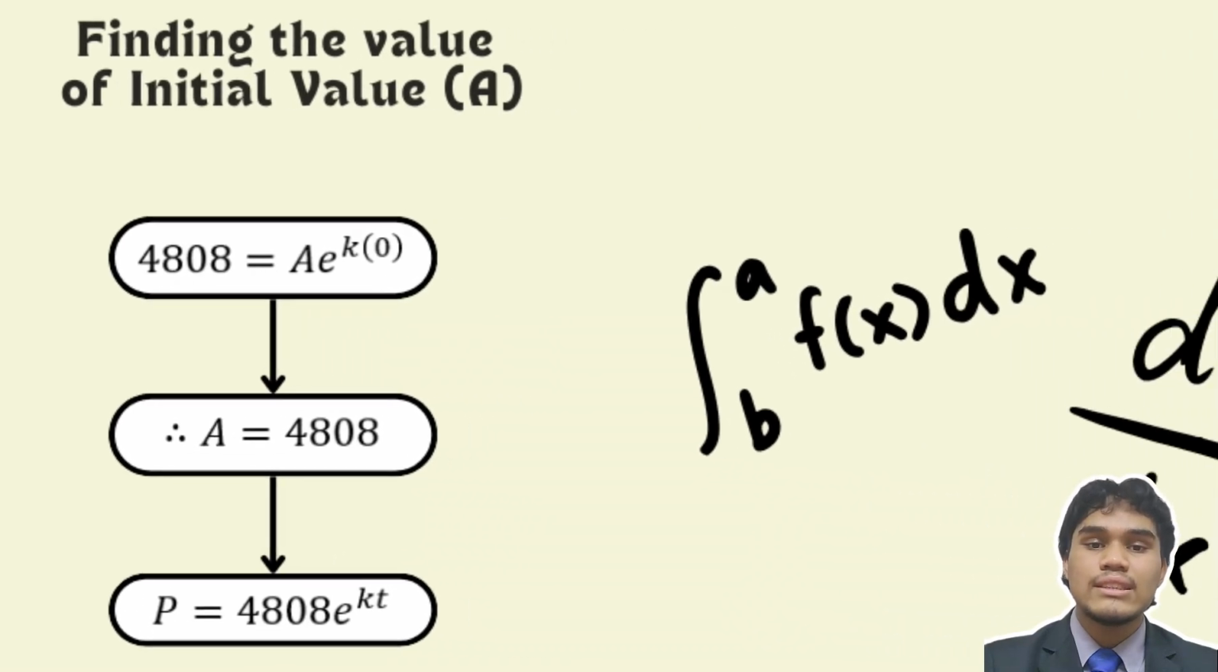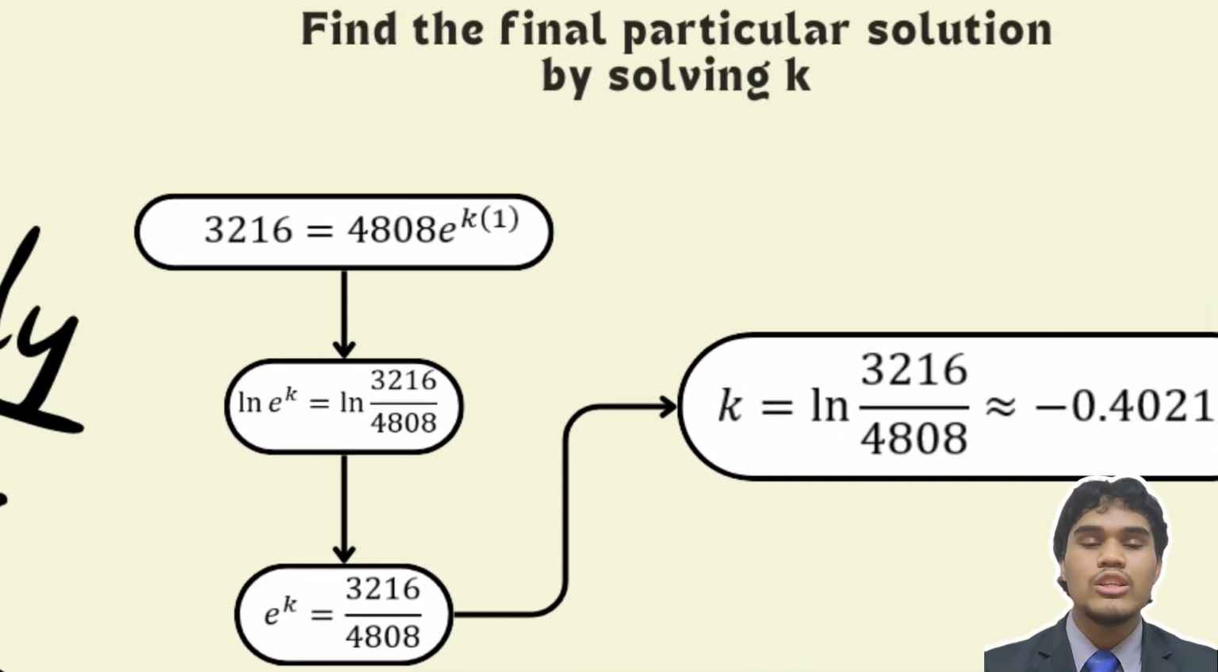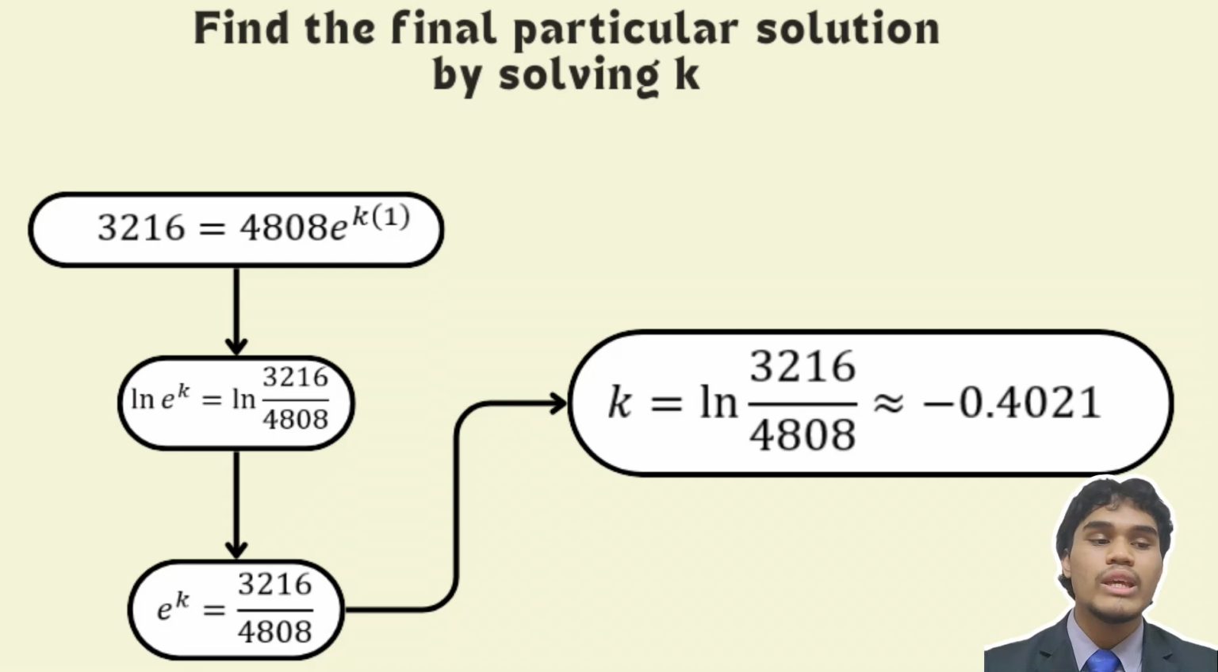Now let's move to t = 1. With t = 1, we can find k using the algebraic method, and in the end we get k around negative 0.4021.